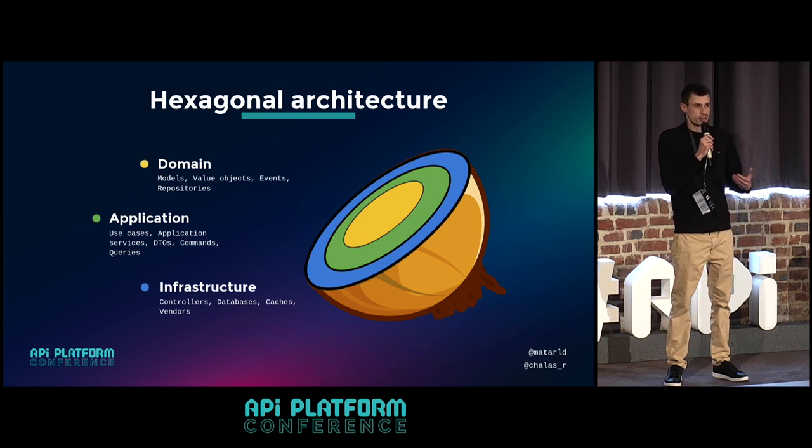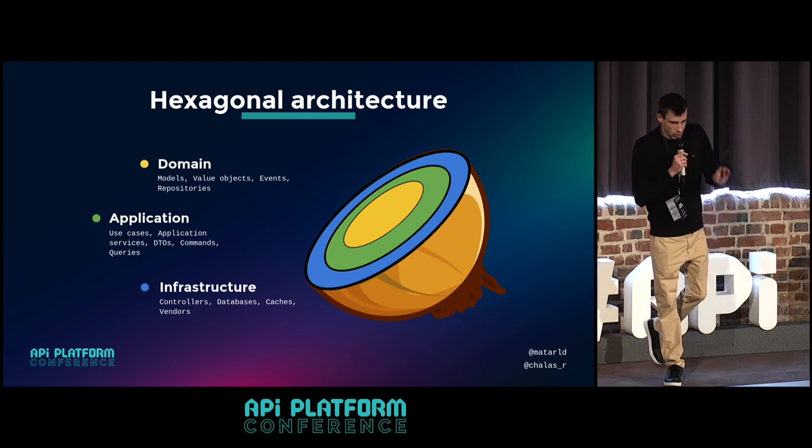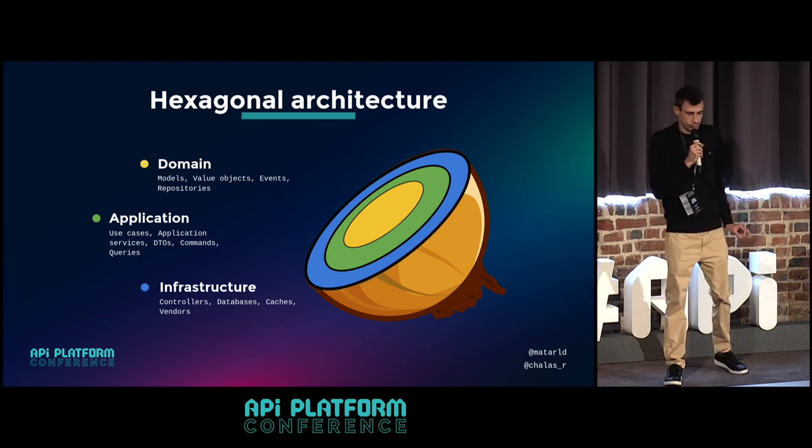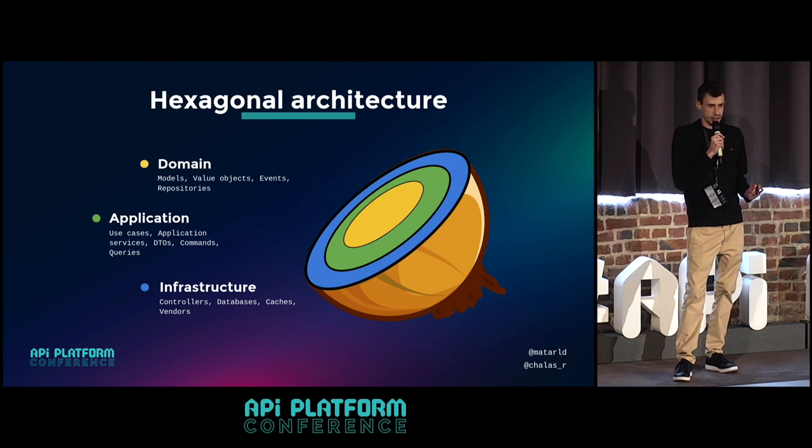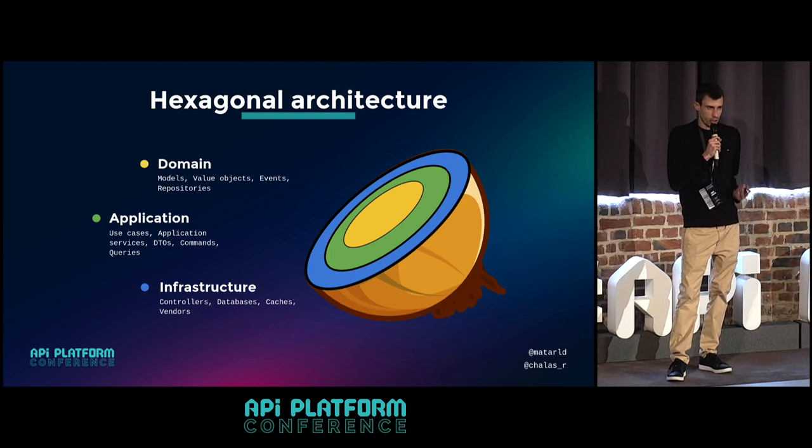The discipline consists of one rule. It's called the dependency rule. The rule says that the code written in a given layer can only depend on and use code from the same layer or a lower level layer. We say that the domain is the lowest level layer. Then it's the application, then it's the infrastructure.